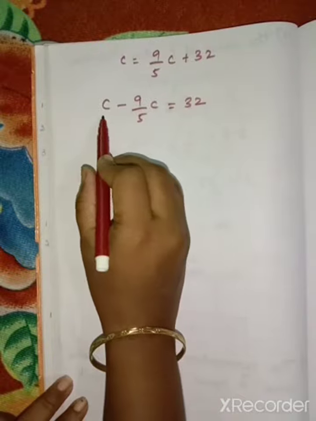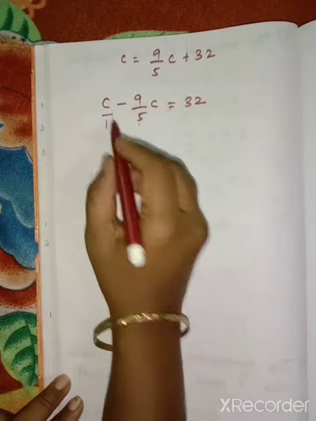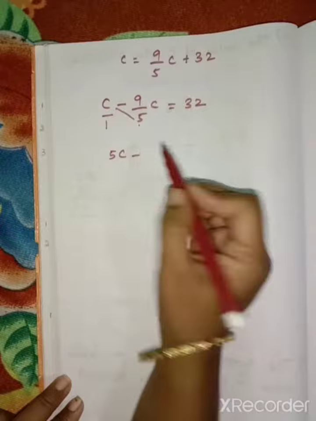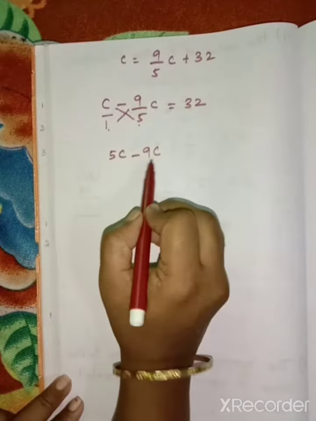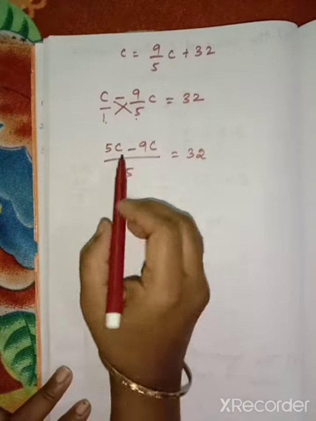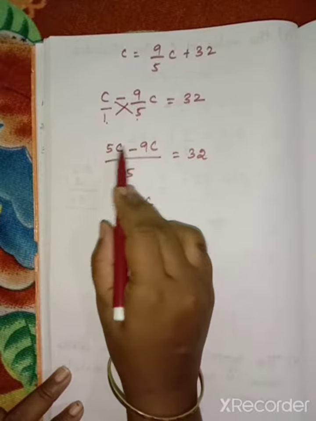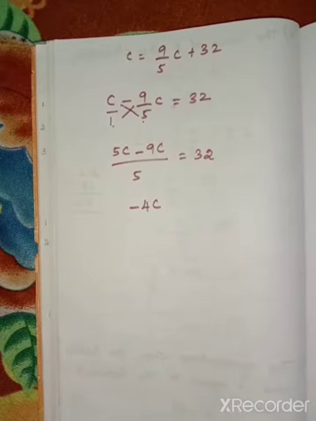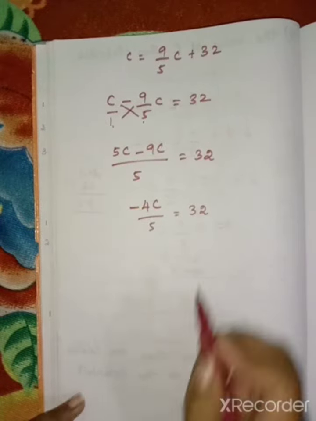So now check the denominator. Here we have a 1, here we have a 5. So we can take cross multiplication. So 5c, because 5 into c is 5c. Here plus into minus is minus 9c, because we multiply 9 into c, 9c, divided by 1 5 is 5, equal to 32. Here if we subtract, we get minus 4c. When subtracting, we should not add the power of c, because for addition and subtraction we check the coefficient alone, not the power. Divided by 5 equal to 32.